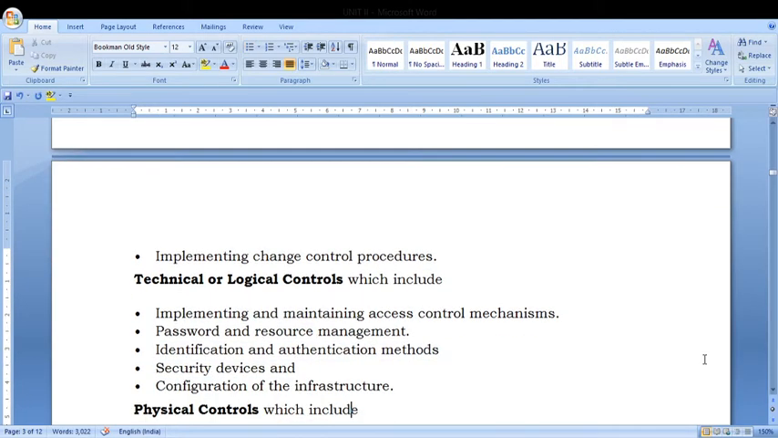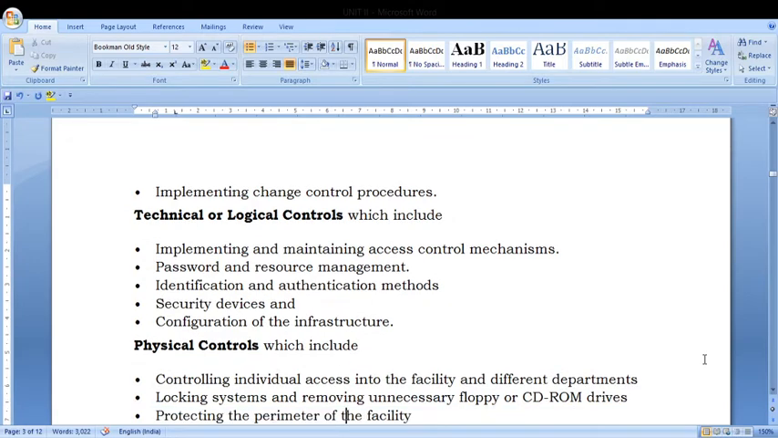Technical control or logical control includes implementing and maintaining the access control mechanisms, password and resource management, identification and authentication methods, security devices, and configuration of the infrastructure. These are all the major controls done by technical control. Physical control, we know very well, isn't it?